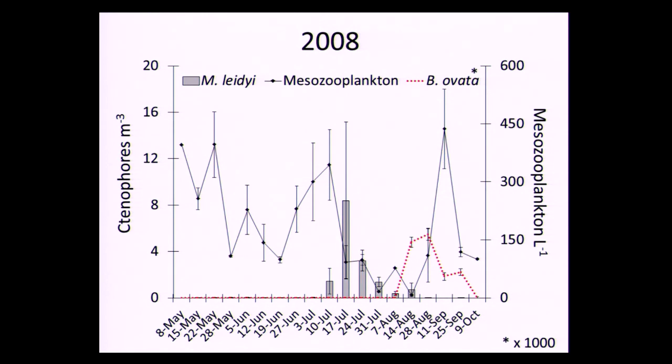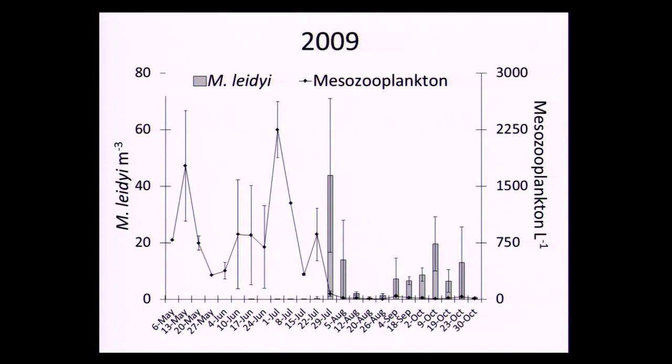Now, 2009 data, we didn't get Beroe, but we did have similar trends in that we had a 99.7% decline in the zooplankton. Again, zooplankton's going up and down here.